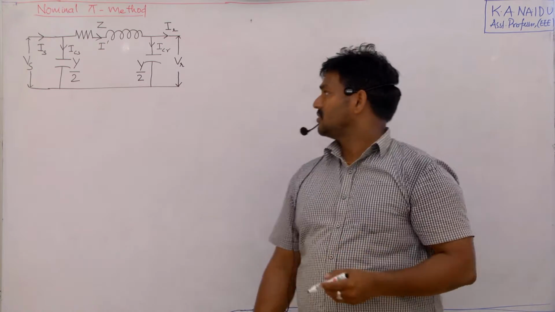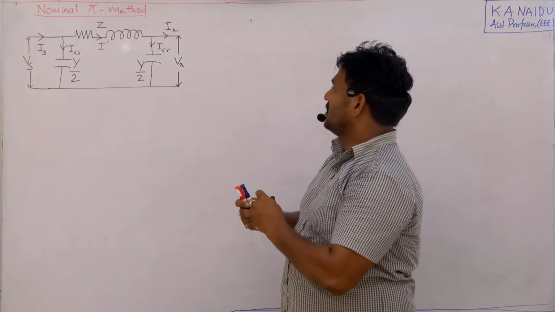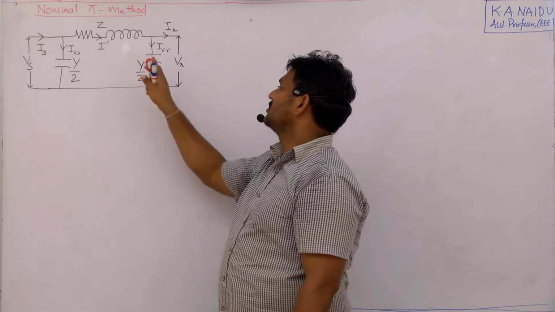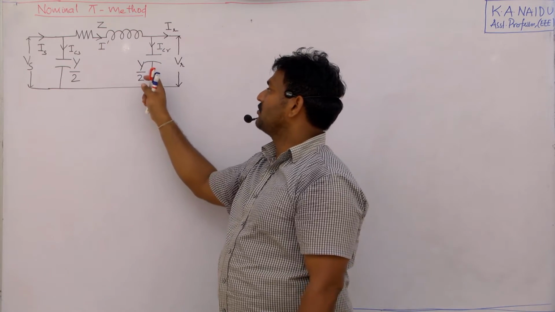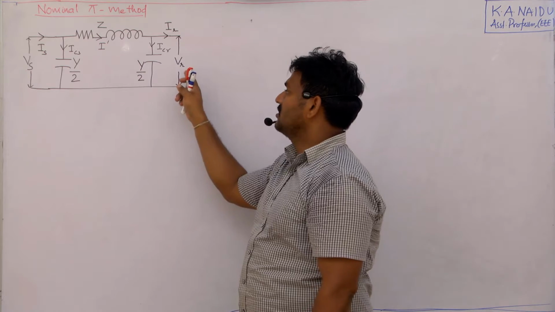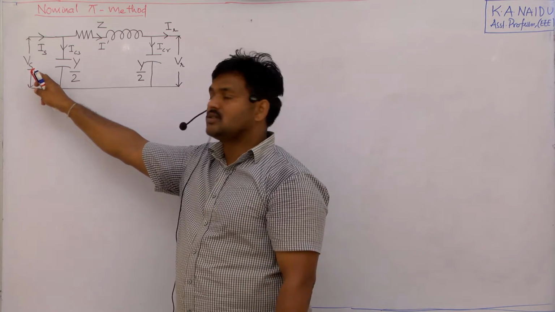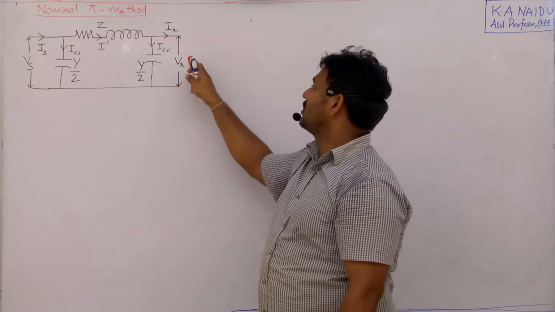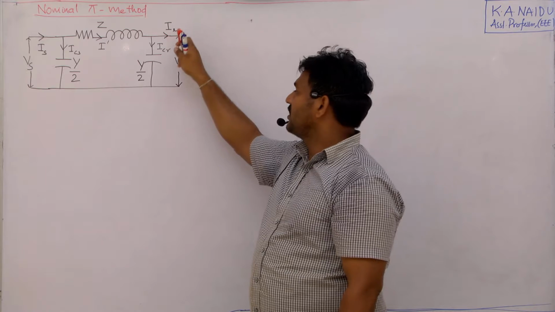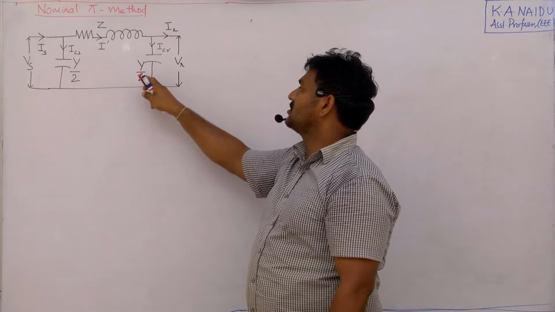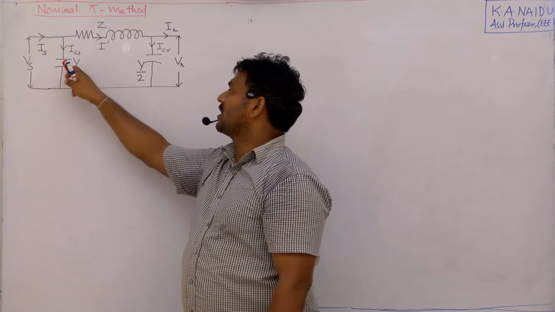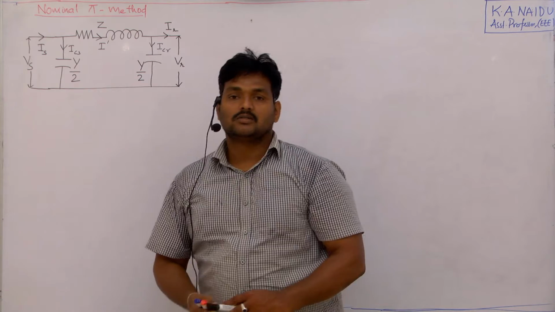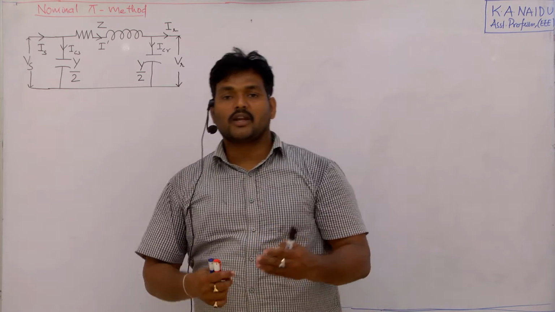Okay. So this is the circuit which we are going to analyze. Here you can see the series impedance is lumped at the center. The admittance is divided into two halves for the sending end and the receiving end. Vs is the sending end voltage, Is is the sending end current, Vr is the receiving end voltage, Ir is the receiving end current, ICR is the current through the capacitor at the receiving end, ICS is the current through the capacitor at sending end. I dash we are assuming the current through the series impedance. Okay. Now we have to analyze this circuit.